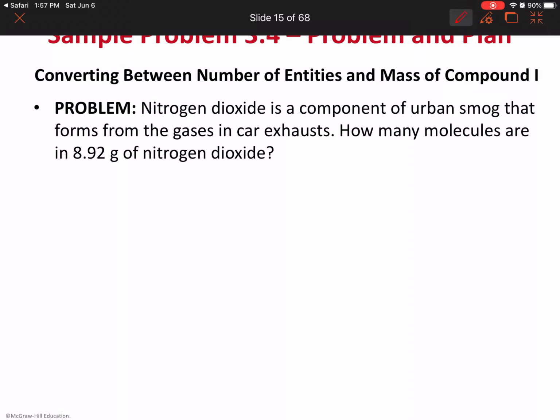So here we are going to look at the mass of a compound. We are given nitrogen dioxide. We need to know how to write the formula, which you are now experts in writing, right? Nitrogen dioxide is a covalent compound between non-metals. So there is 1 nitrogen and 2 oxygens, NO2. We want to find the number of molecules in 8.92 grams of nitrogen dioxide.